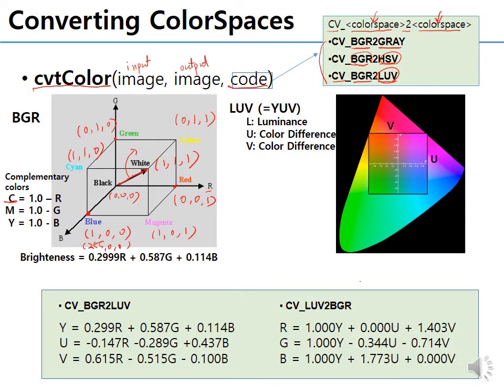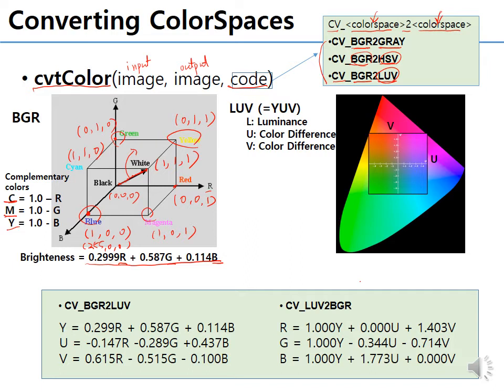There are complementary colors. So cyan is the opposite of red, so 1 minus red is cyan. And magenta is the opposite color of green, so 1 minus green is magenta. Yellow is the opposite color of blue. So an opposite color is a complementary color. And for the brightness of a BGR system, we can calculate the brightness using this formula.